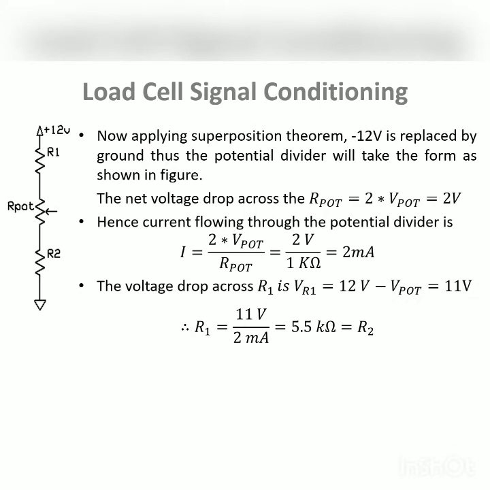The voltage drop across R1 will be VR1 equal to 12 volt minus the drop across the potentiometer, which comes out equal to 11 volts. Therefore, by Ohm's law, R1 is equal to 11 volt upon 2 milliampere, which is equal to 5.5 kilo ohms. The same value of resistor can be utilized for R2.